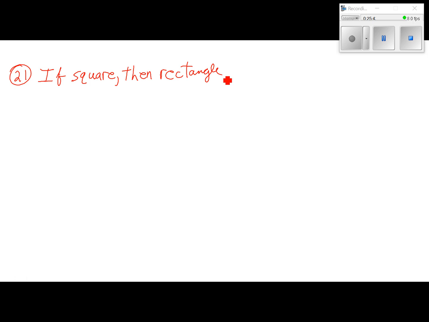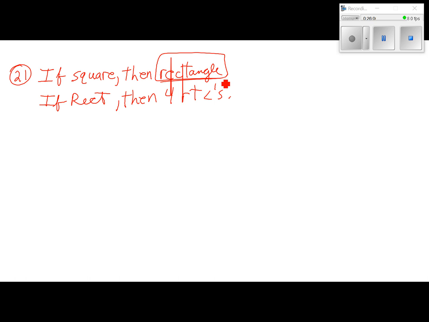Law of syllogism, they have to give you two complete sentences. If a figure is a rectangle, so if rectangle, then 4 right angles. With the law of syllogism, the conclusion of the first statement has to be the same as the hypothesis in the second statement, which it is here. And if that's the case, then we can put this hypothesis with this conclusion and still have a true statement.